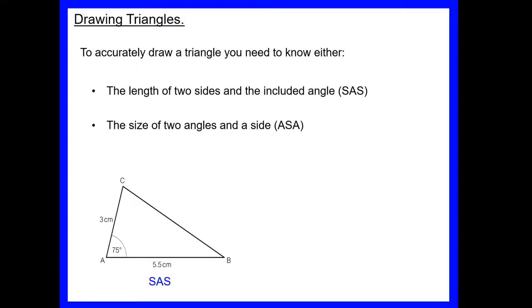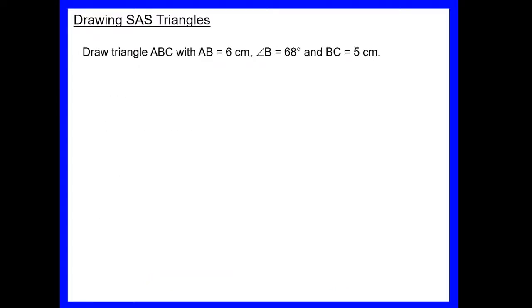Otherwise, we could draw a triangle if we're told the size of 2 of the angles and one of the sides, an ASA triangle. So we've got an angle of 50, a side of 4.5 centimetres and another angle of 50, so ASA. Those are the 2 types of triangles we're going to have a go at drawing today. Let's start off then with an SAS triangle.